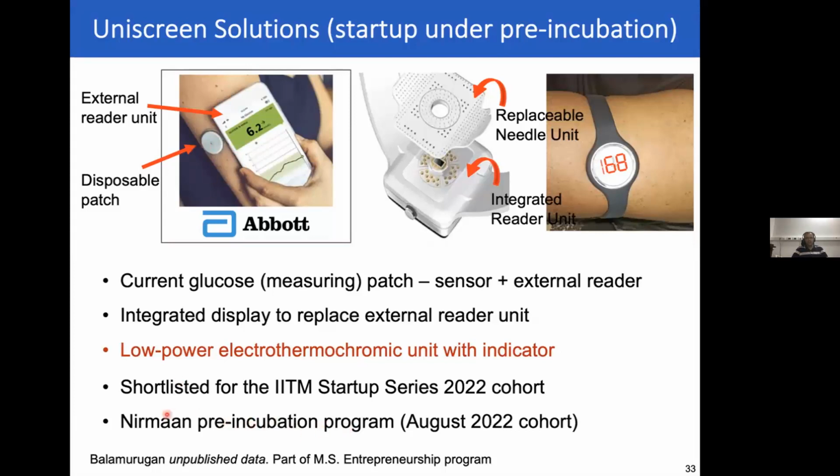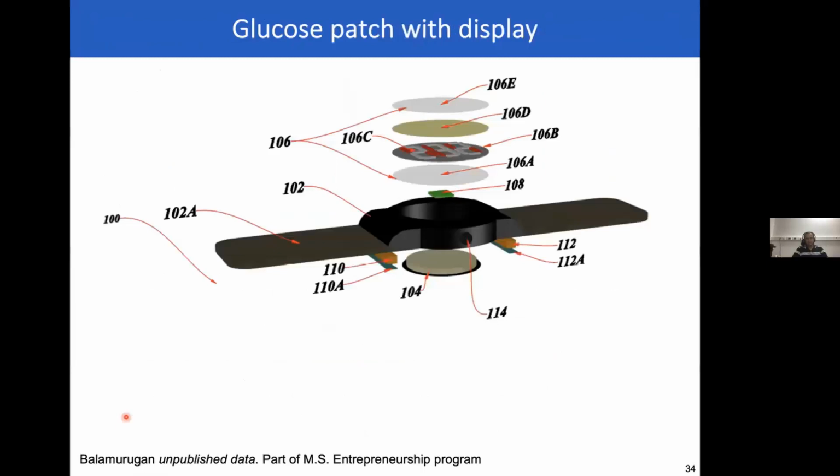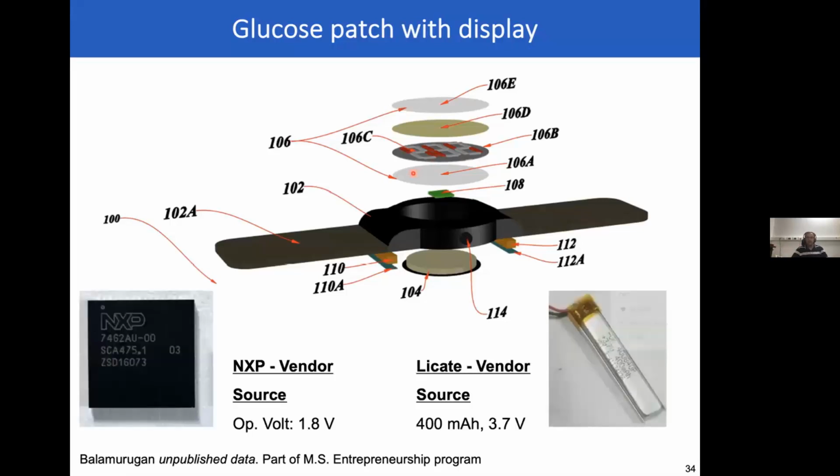We have actually pre-incubated this within IIT in Nirman, and he's now working on the prototypes. The idea is to have some sort of a strap where the bottom layer is your glucose patch. The glucose patch will communicate through an IC to our display, and then that data will actually be displayed. We can also have the data transmitted through a smartphone as an additional output if needed. So this is work that's ongoing, and hopefully we will have some prototypes to demonstrate either later this year or sometime early next year.